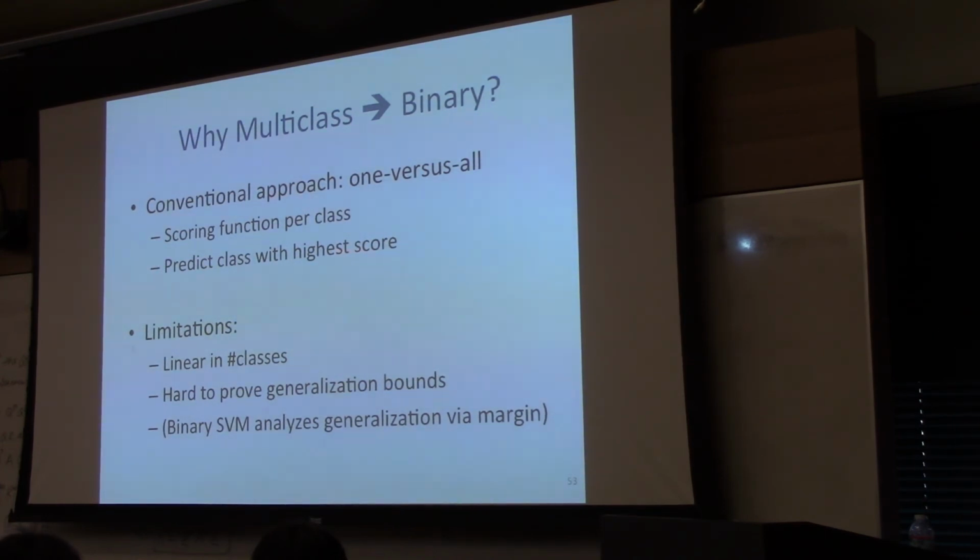First of all, the complexity of this model is linear in the number of classes, which may not be what you want. It's also hard to prove a generalization bound. If you look at the generalization bound for SVM for binary classification, it's all based on the margin, right? Which is something we talked about a few weeks ago. Now that notion doesn't generalize in a straightforward way to multi-class classification. So if you want to be very rigorous and have learning theoretic guarantees, this is much harder for multi-class classification.